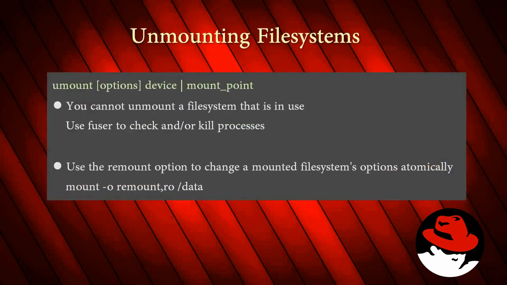You can also unmount a file system from your system by using the umount command and providing the mount point and the device name. You cannot unmount a file system that is in current use. You can use fuser to check and kill processes running on different file systems. You can use the remount option to change a mounted file system's options atomically, using mount -o remount, ro or rw.